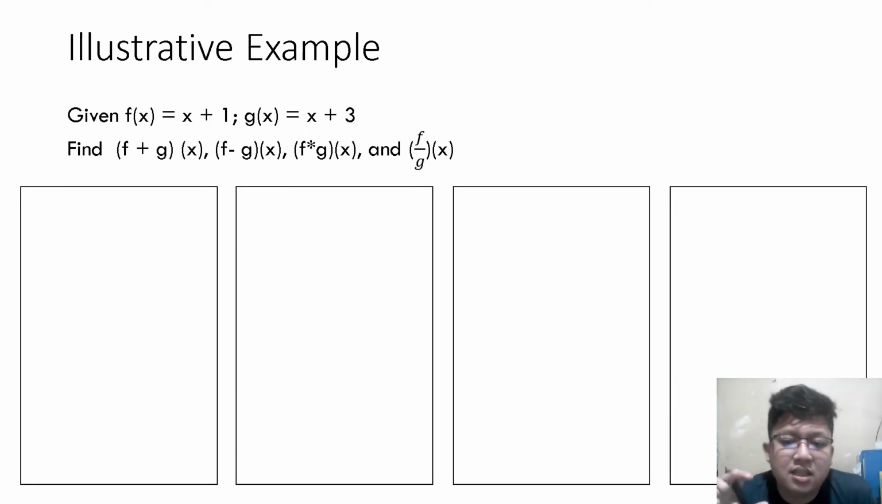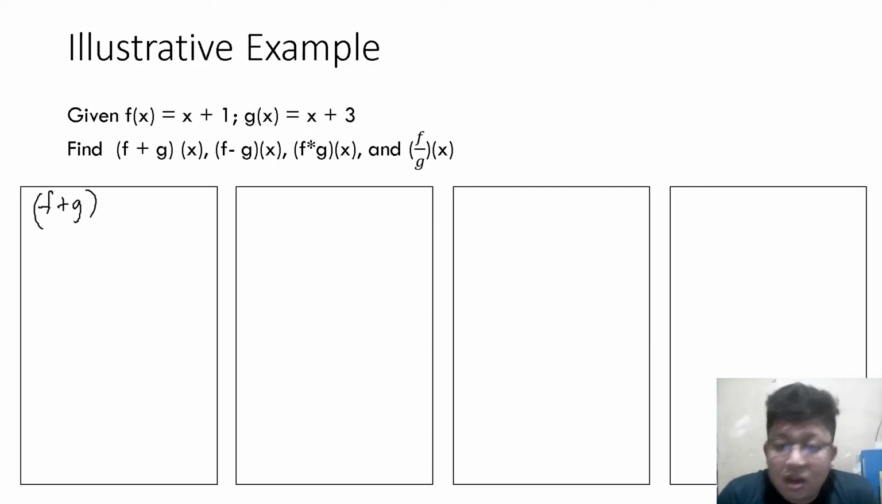In this example, we have a given. So we have given functions f of x and g of x, and they have equivalent values. For f of x, we have x plus 1, and for g of x, we have x plus 3. Like what I've said, we will simply substitute the values of these functions into the given set of operations. So, operations of functions. The first one, we have f plus g.